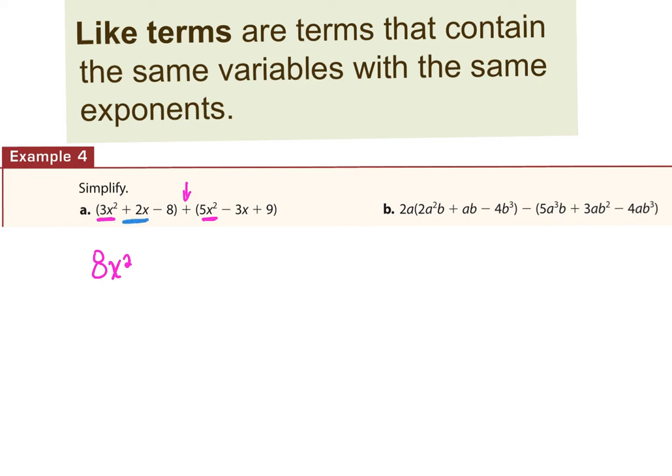Then I'm going to look at the next group here. I have a positive 2x plus a negative 3x. What's positive 2 plus negative 3? Negative 1x. And when it's a 1, you don't have to write the coefficient. And then the last one is my constant here, negative 8, and my constant here, positive 9. Negative 8 plus 9 is positive 1.